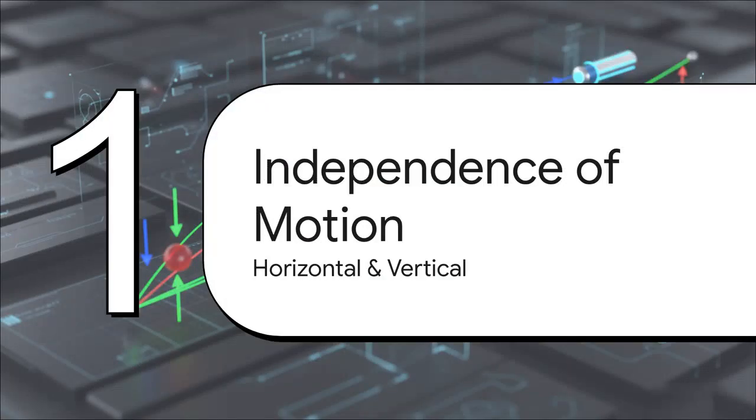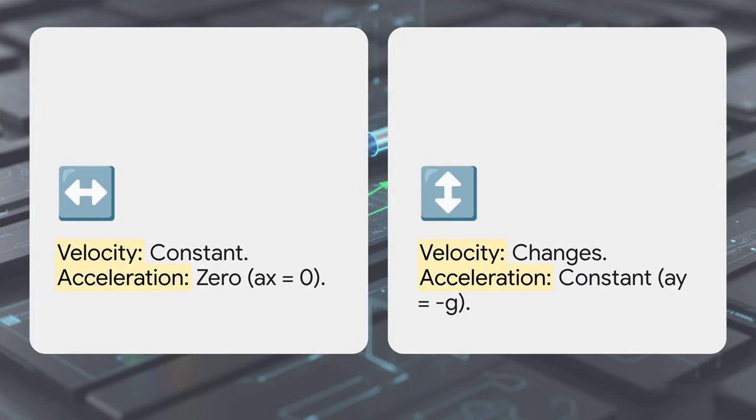All right, get ready, because this next idea is the absolute key to unlocking everything about projectile motion. The secret is to stop looking at it as one complicated, curving path. Instead, you have to see it for what it really is: two much simpler motions happening completely separately at the exact same time. Let's break that down. Think about it in two directions.